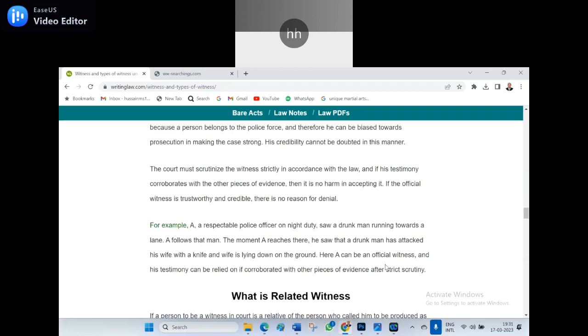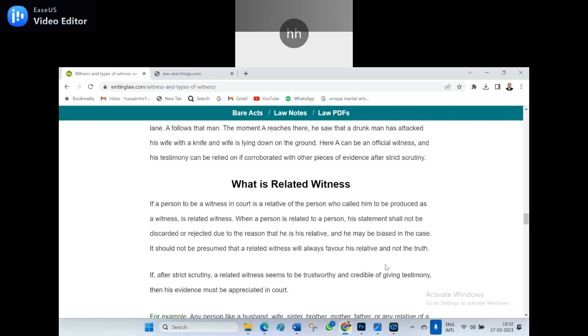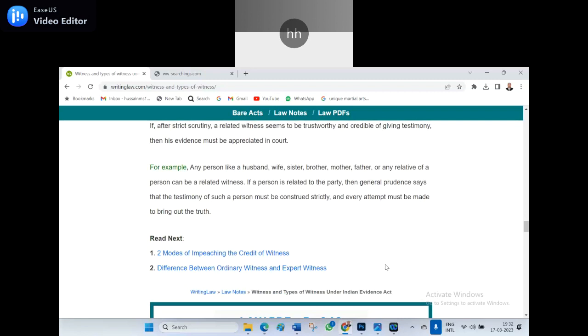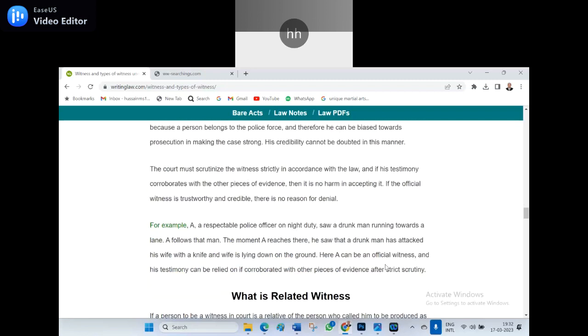What about the drunken man? Can a drunken man be a witness? Because at the time he was drunk. Anyway, these are certain things which I would like to share with you. And you have to go through them, because they can ask you from any angle, not necessarily from only one angle. Are you following me?